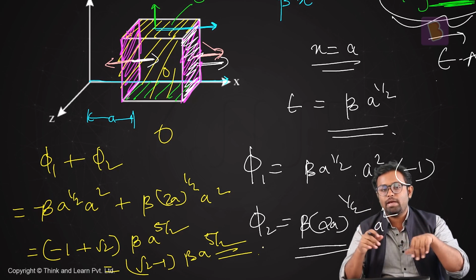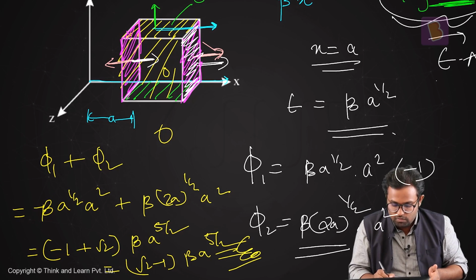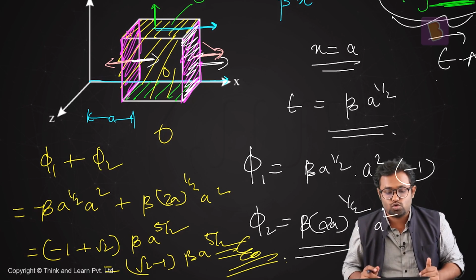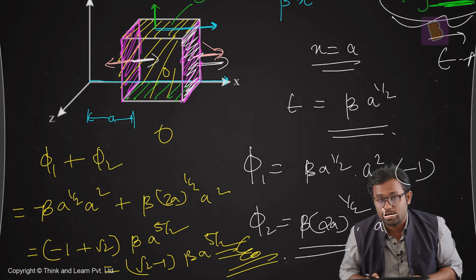And so the charge enclosed will be epsilon naught times this value. So when you multiply this value with epsilon naught, you get the charge enclosed. And so the option C is the right answer.